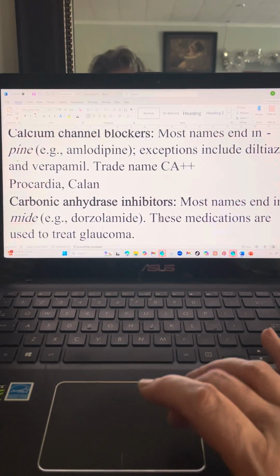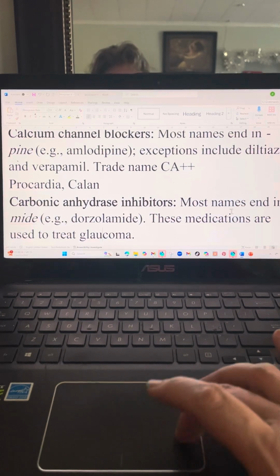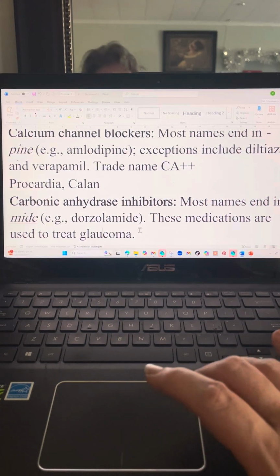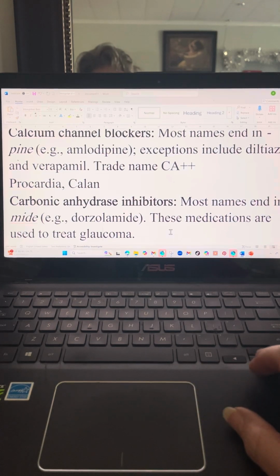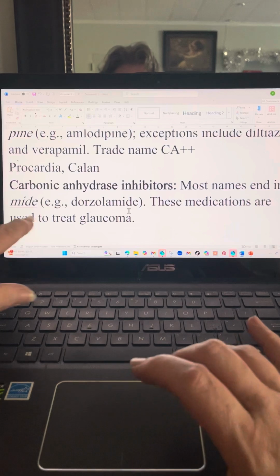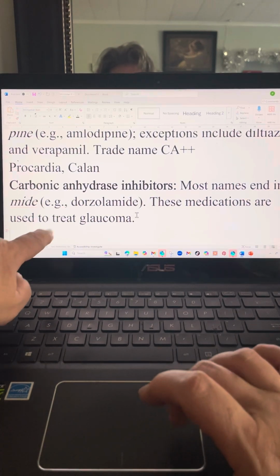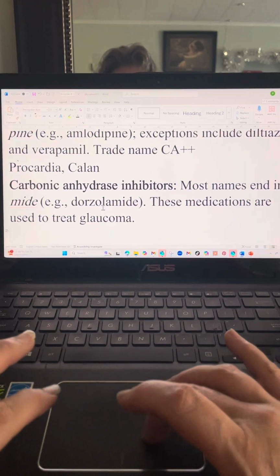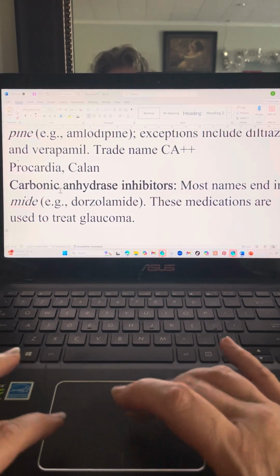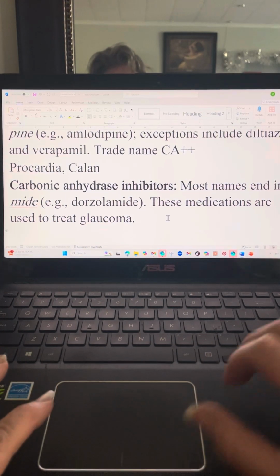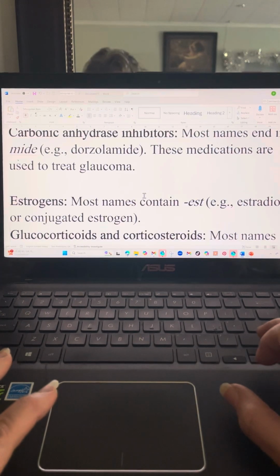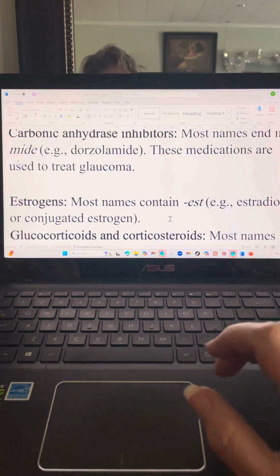Carbonic anhydrase inhibitors, their names end in MIDE or zolamide. These medications are used to treat glaucoma. And we made up a thing, and if you're on here, you're going to remember it: they had a girl in their class named Zolamide, and she failed the test and went and got a car bomb. And this girl in the class, Anhydrase, had to inhibit her from doing it. However you got it.